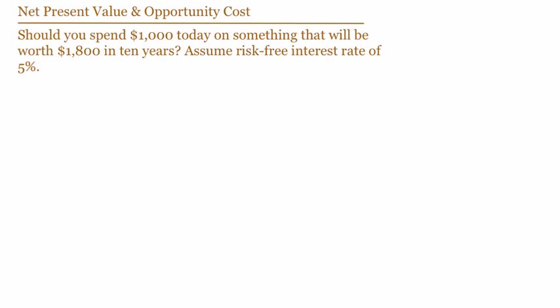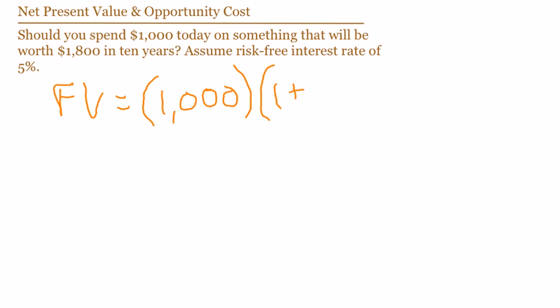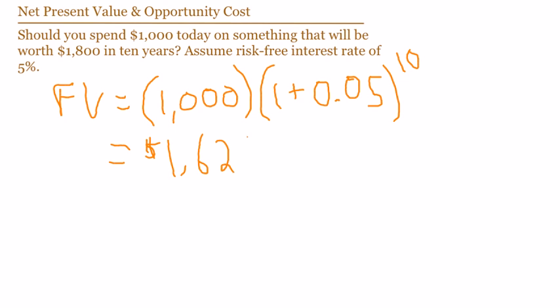You might remember from a previous video that the future value of such an investment equals the present value of $1,000 times 1 plus the interest rate of 5% raised to the number of years it will be invested. And this equals $1,628 and let's say 90 cents.